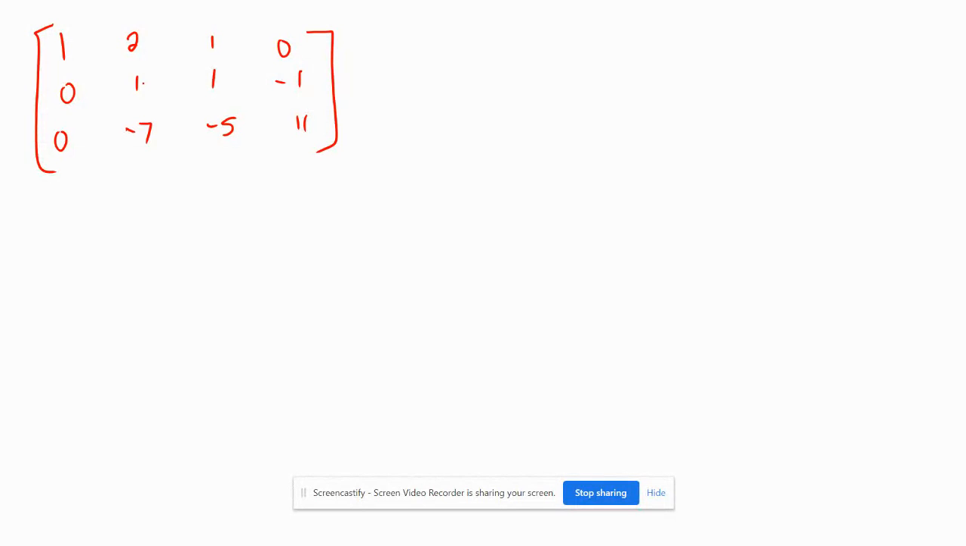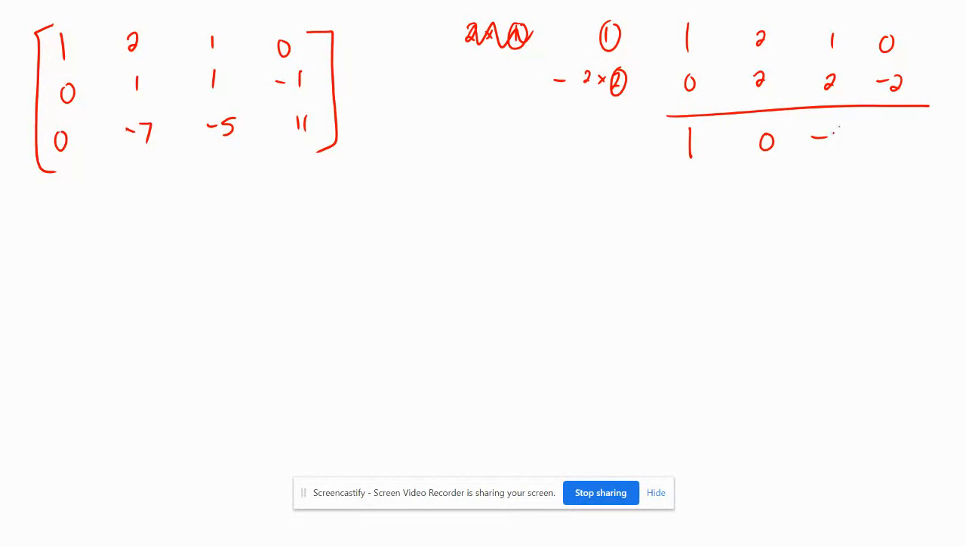Okay, so I want to use this one. I want to get rid of this 2 and get rid of this 7. So I'm going to go equation number 1 minus 2 times equation 2. There we go. So we got 1, 2, 1, 0, 0, 2, 2, negative 2, and subtract. 1, 0, negative 1, 2. Okay, so what am I getting so far?